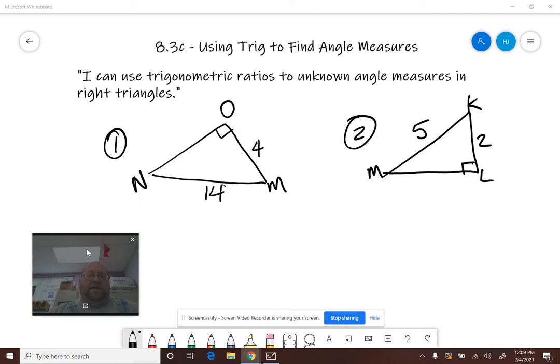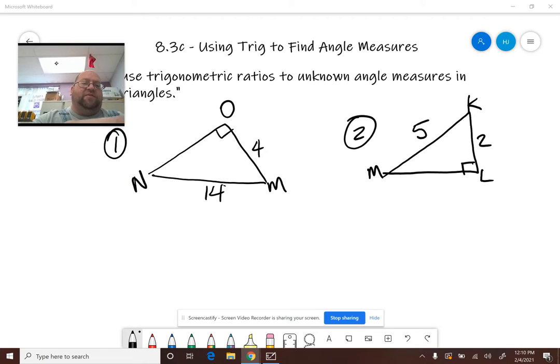Hey guys, we're going to be continuing on with 8.3c, using trig to find angle measures. Yesterday we used trig to find the sides. Today we're actually going to find angles. You can use this in multiple different ways. You still use the same trigonometric ratios. That's why we spent so much time on it in the beginning, and it is still going to be relevant and true.